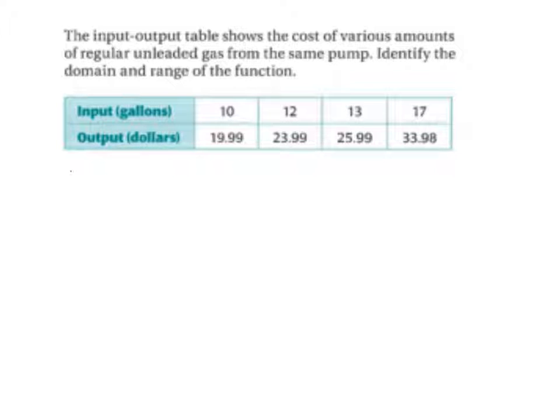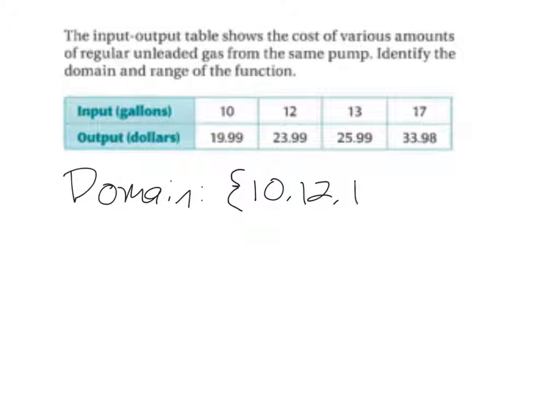So if we want to write the domain, here's how we do that. We can say domain. Now, to write a set of numbers, we use something called set notation. We use these curly brackets, and then we just list the group of numbers that we want to include in the set. Okay, so that's our domain. It has a set of 4 numbers, 10, 12, 13, 17, because the domain represents the input.